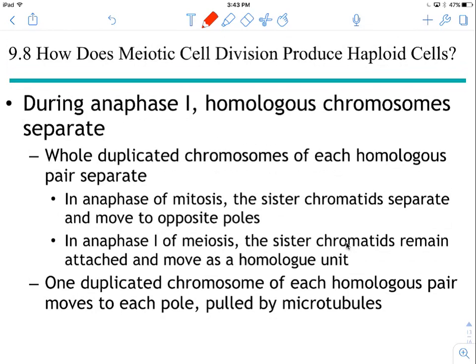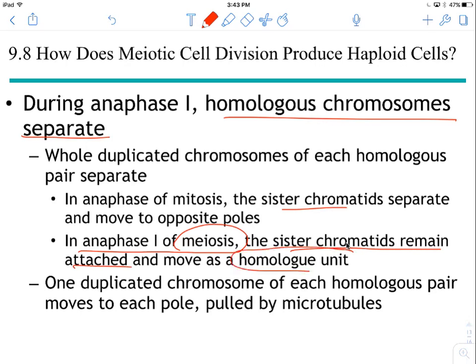We've got all of our homologous pairs lined up on the metaphase plate. In anaphase, the homologous chromosomes separate. We separate the pairs. It's like taking a left shoe and throwing it in one room and a right shoe and throwing it in the other room. Sad, but it has to happen. In anaphase of mitosis, sister chromatids separate, but here they stay together. In anaphase of meiosis I, the sister chromatids remain attached and they move as a homologous unit.